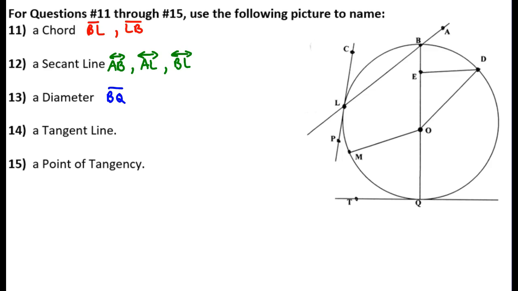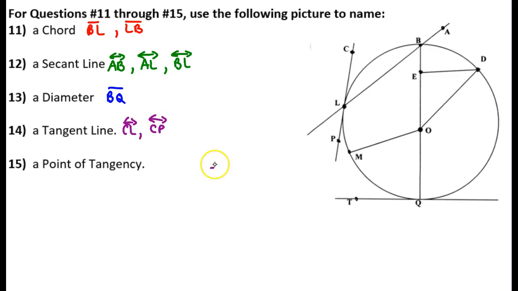A tangent line. There are actually two tangent lines here. One of them you can name three different ways. So here is one of the tangent lines. You can call it CL. You could call it CP.